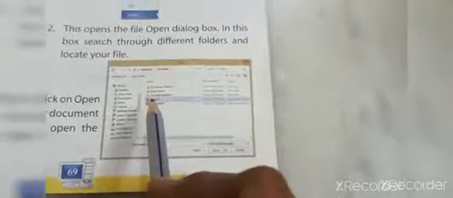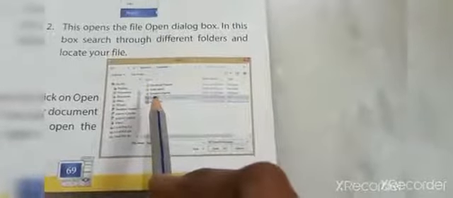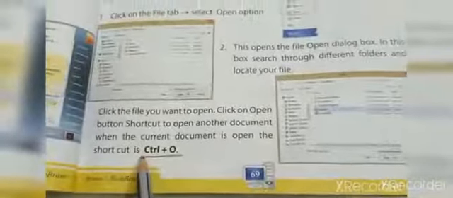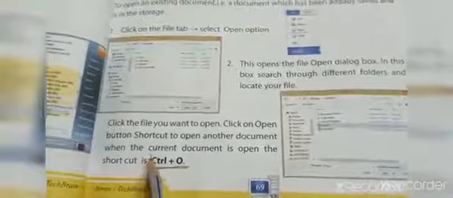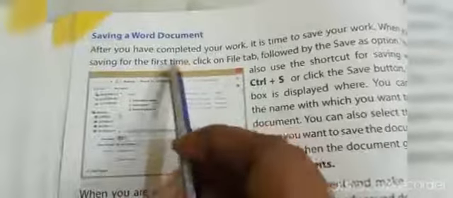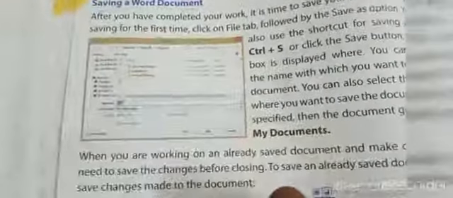So, for opening the document, there is also a shortcut. For that, you have to press Ctrl plus O. So, what is the shortcut for opening the document? Yes, press Ctrl plus O. Okay. Children, our next topic is how to save our Word document.